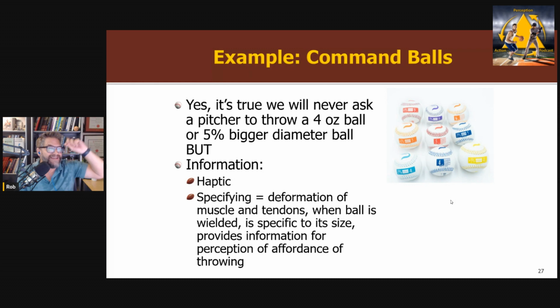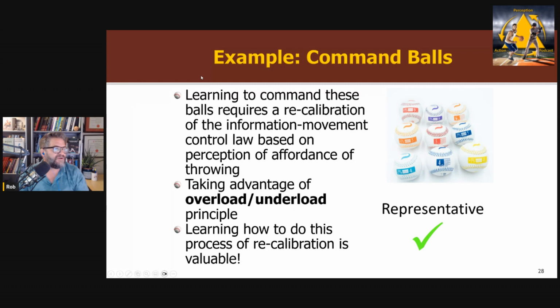I can use it to adjust my information and movement control relationship so that I can get that ball in the strike zone. And doing that is going to make me a better problem solver, even though the problem I'm solving is something I'll never do in the game. So I think that's really, really valuable. So learning to command these requires recalibration of our control law. This is an example. We're taking advantage of the overload and underload principle, a principle that's been around forever and shown to be highly effective.